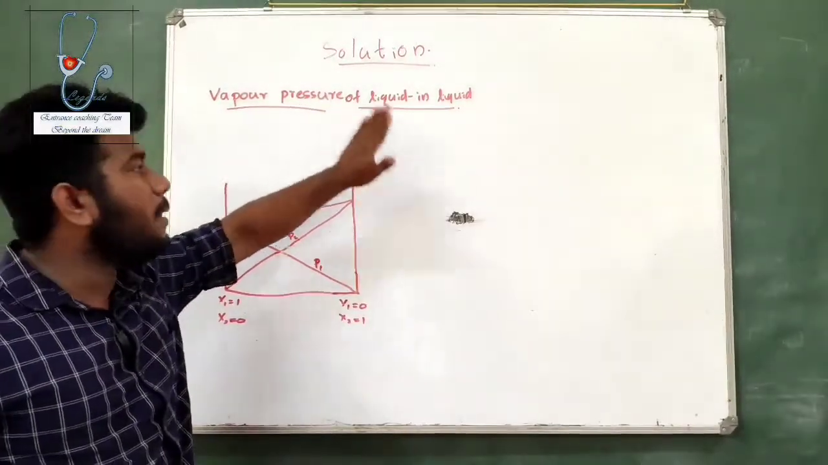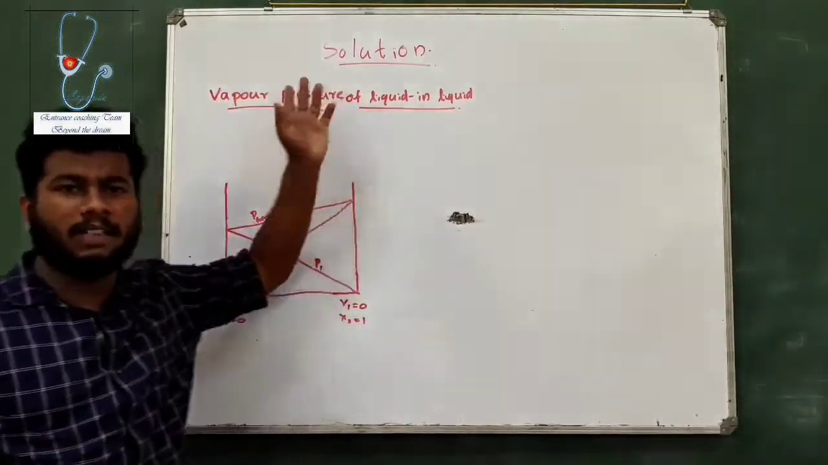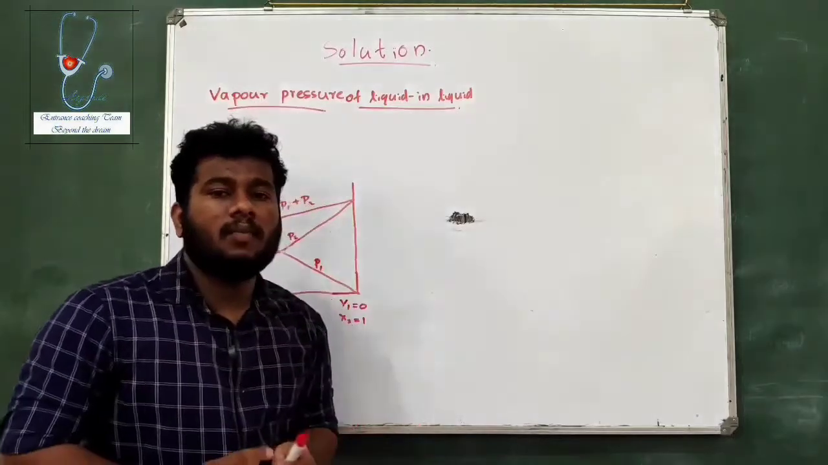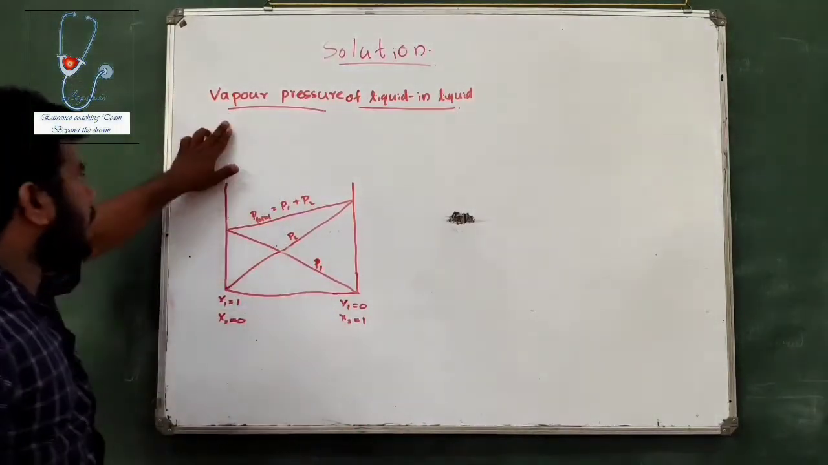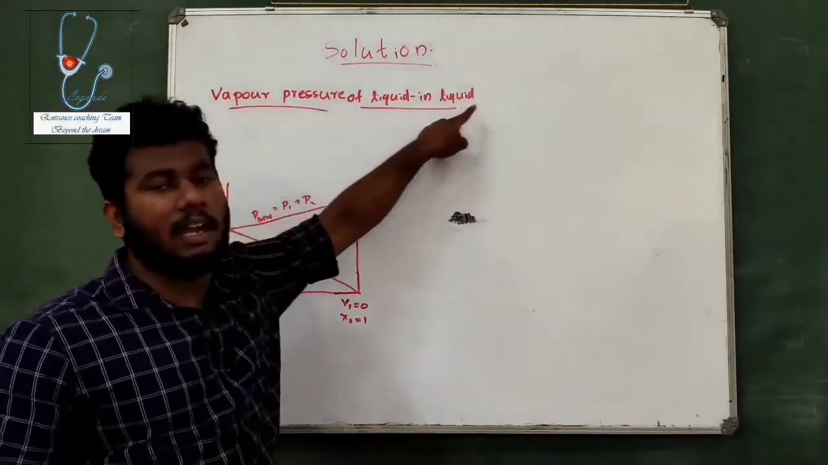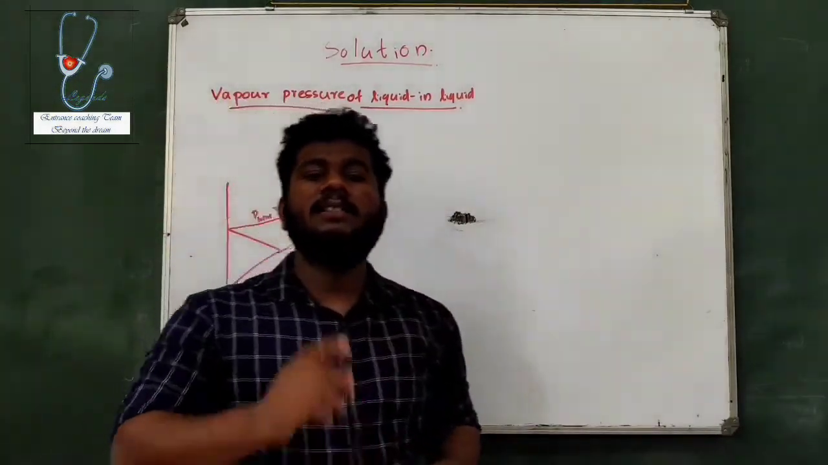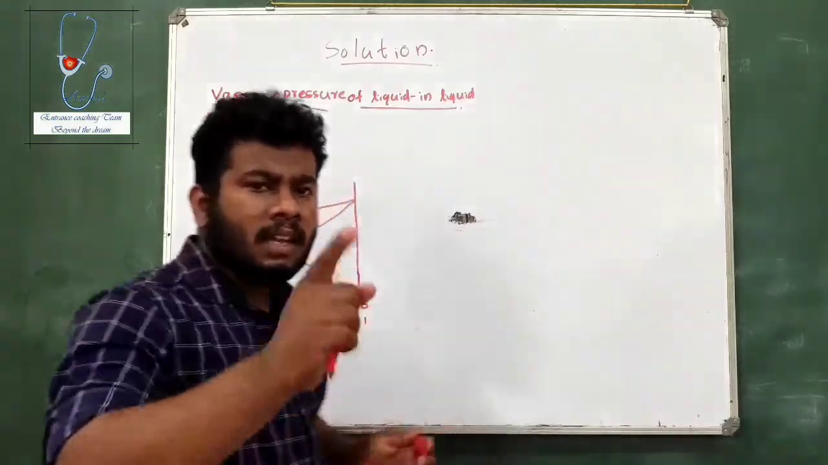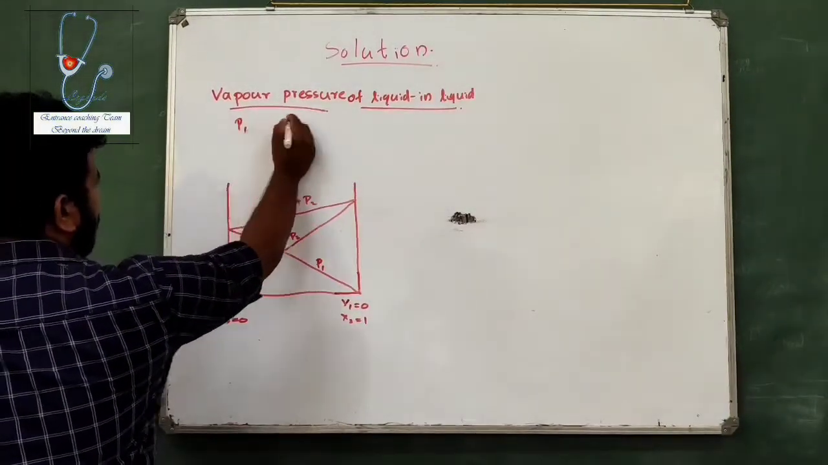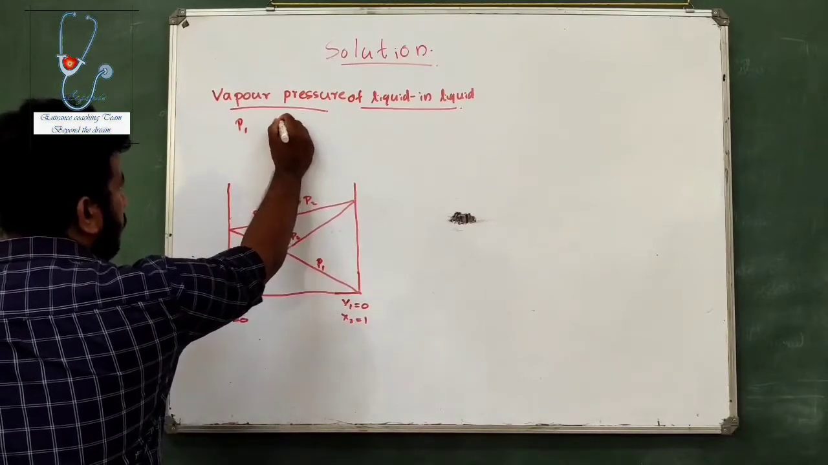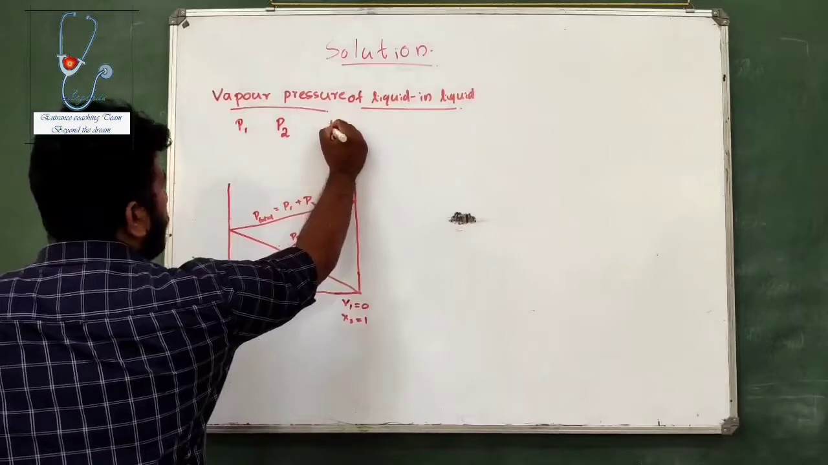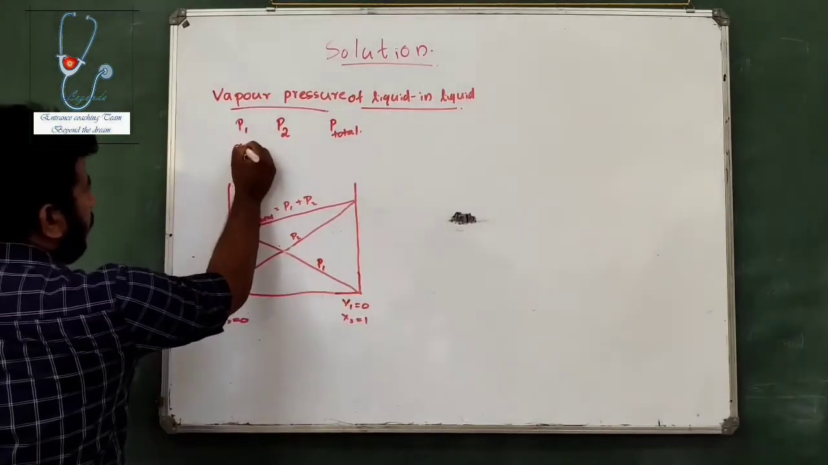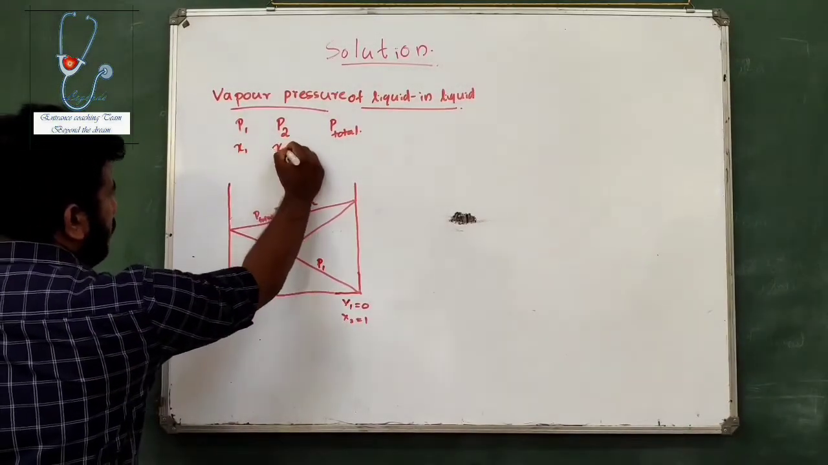Okay, come to the next topic, vapor pressure of liquid in liquid. What is vapor pressure? Vapor pressure is the pressure exerted by the vapor on the surface of a liquid. Consider a binary solution. The two components evaporate very well. Then the vapor pressure exerted by component 1 is P1 and the vapor pressure exerted by component 2 is P2. Then total vapor pressure is P total. The mole fraction of component 1 is X1 and the mole fraction of component 2 is X2.